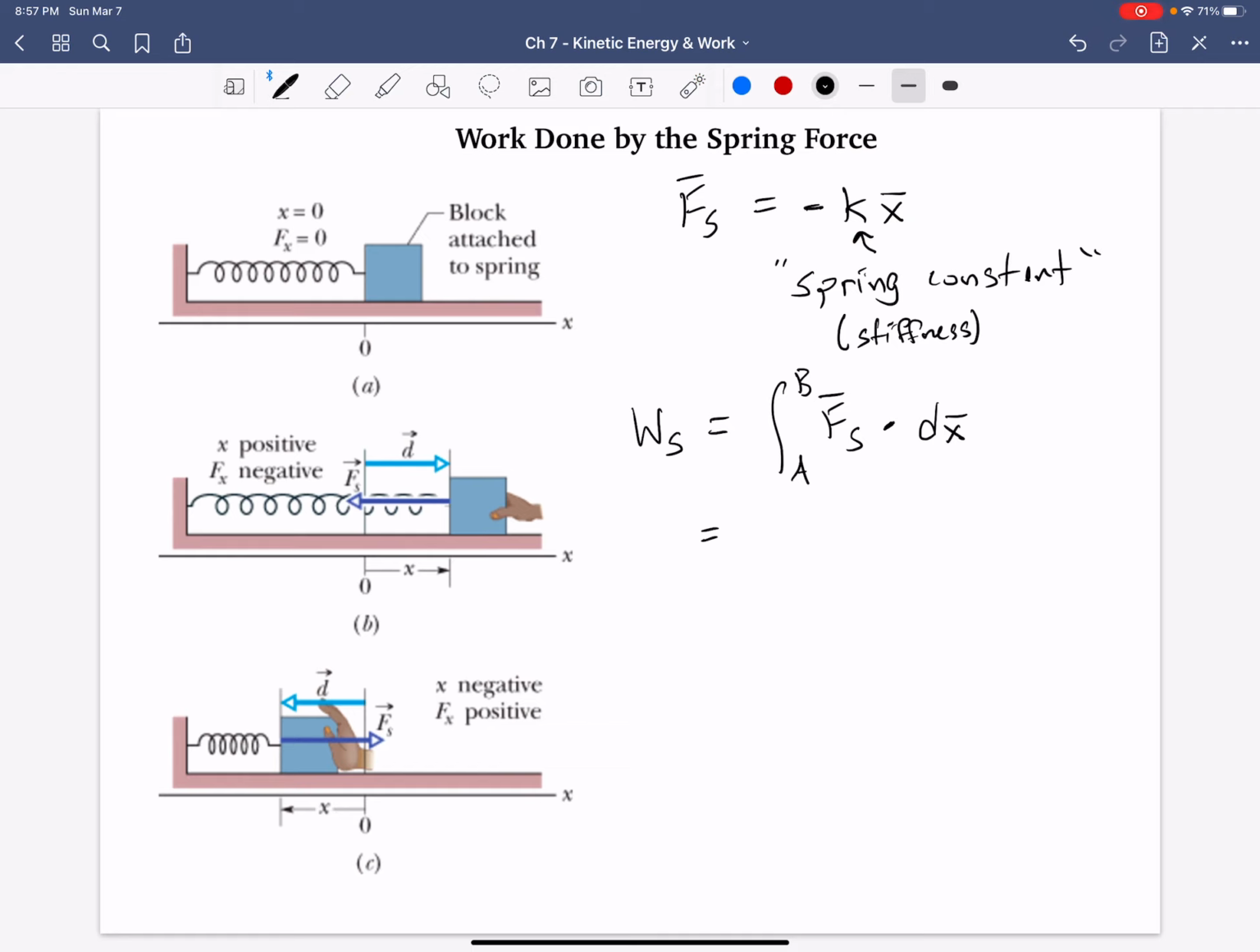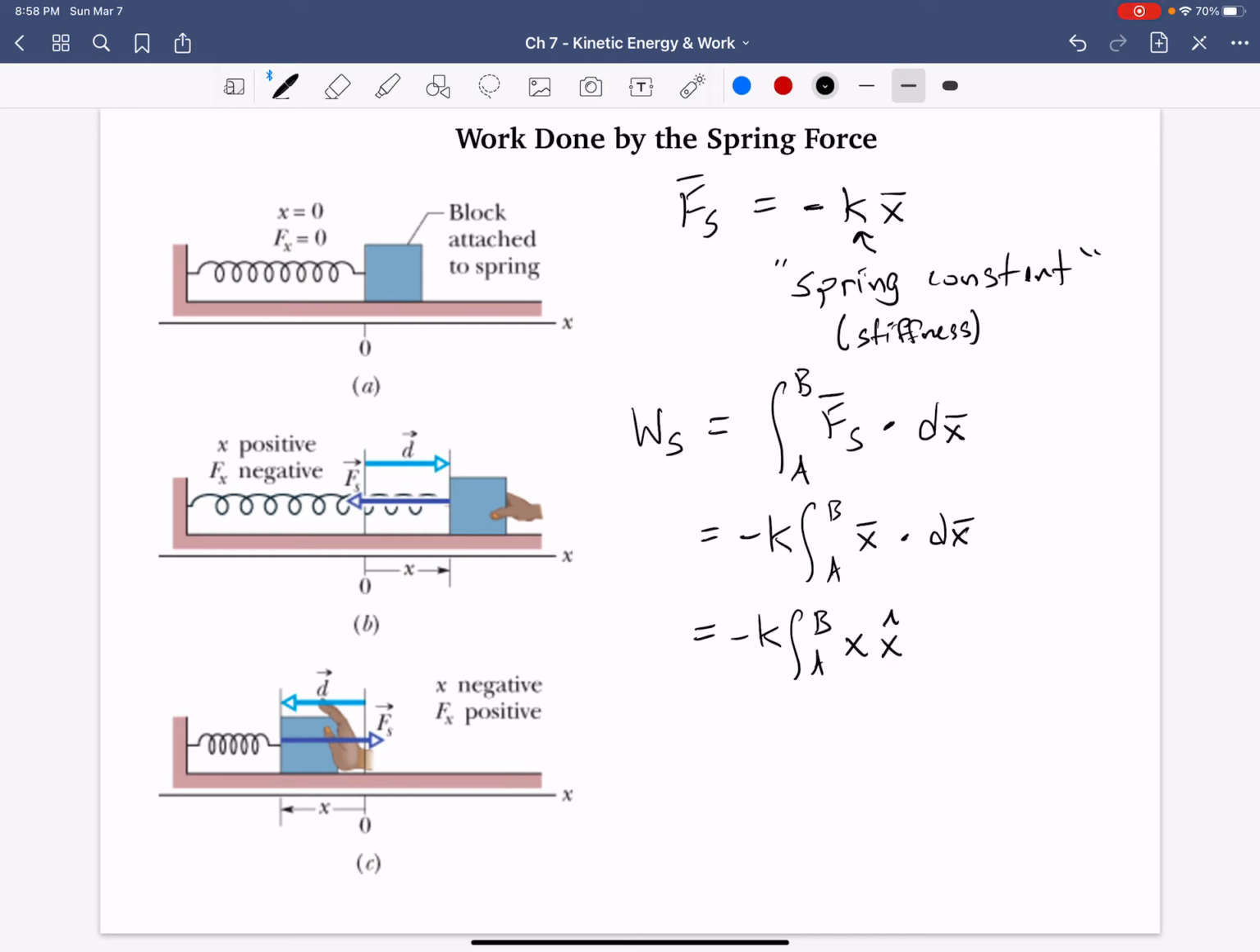So let me pull the k outside the integral, A to B. Now we have the x vector dotted with the dx vector. All right. Now it's time to evaluate the magnitude of that dot product. So the magnitude of the x vector is, well, x. That's over here as the maximum displacement distance. What direction is that in? Well, x hat.